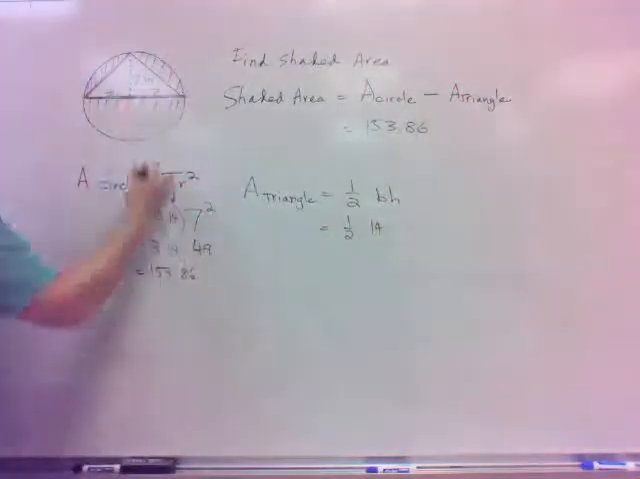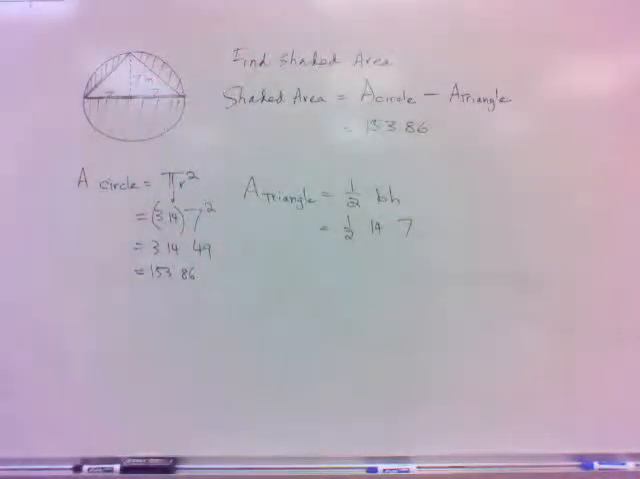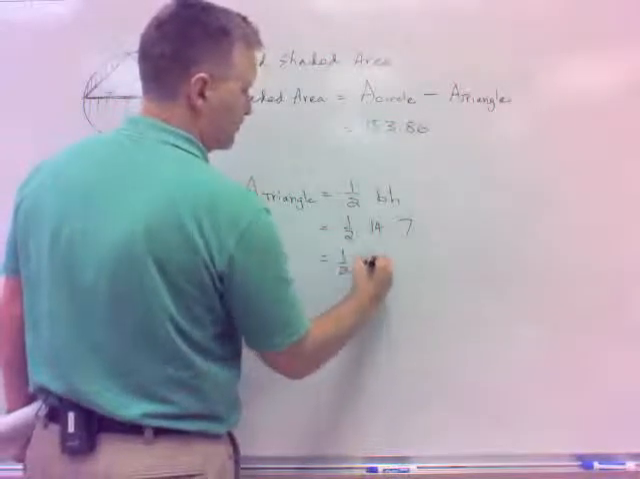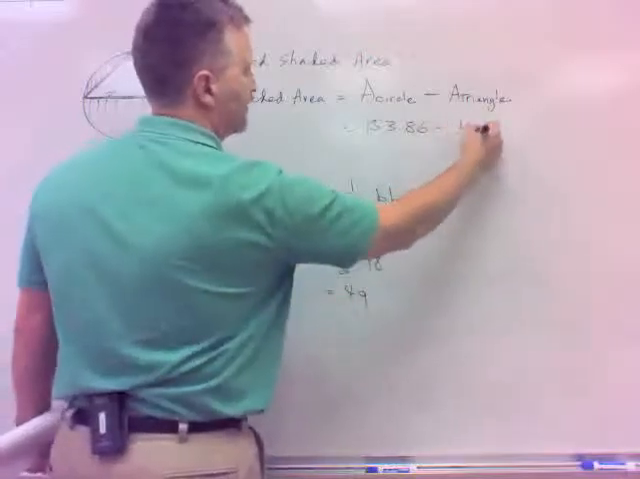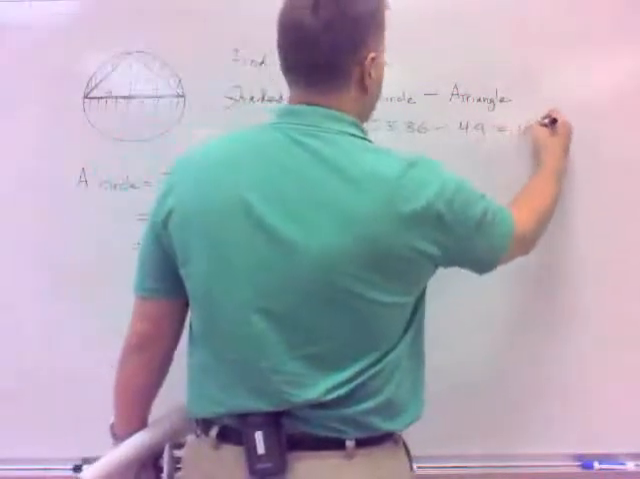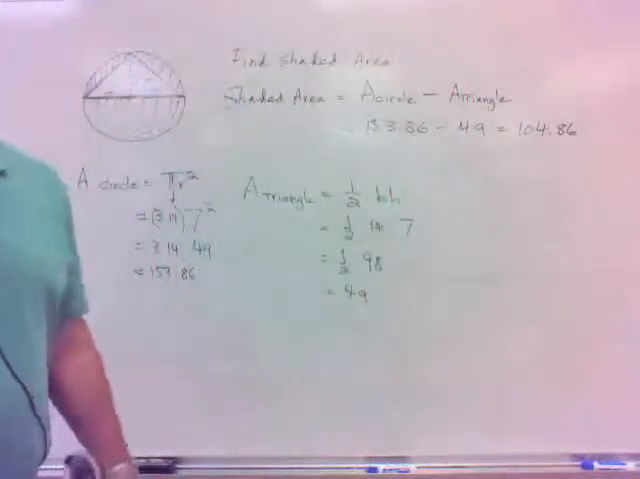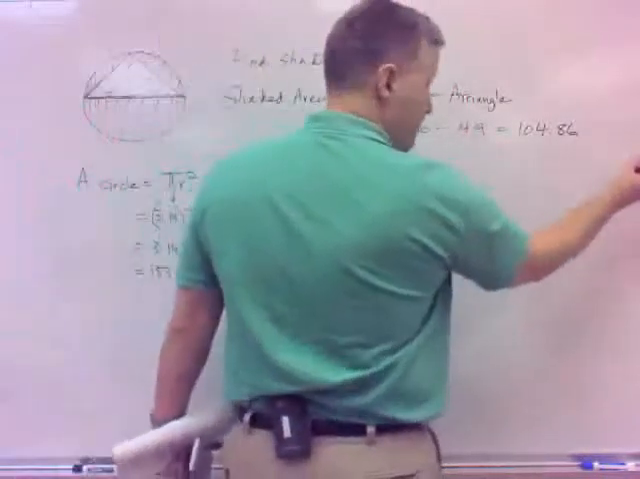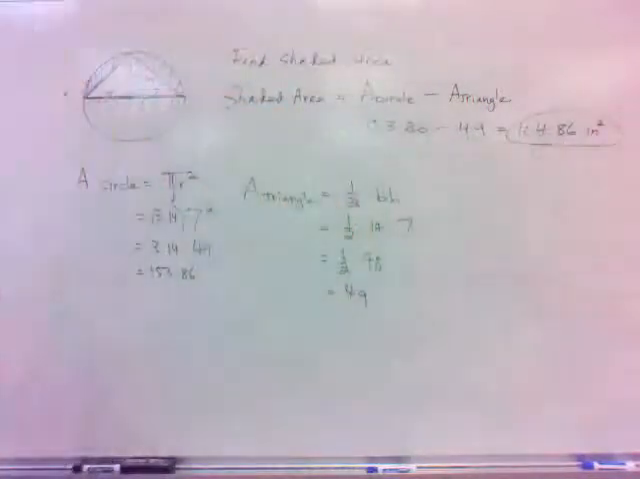What about the height? Well, the height's 7. So if I can do 1/2 times 14 times 7, if you do 14 times 7, that gives you 98. Those two first, then take half of that, that's 49. Okay, that's my area of my triangle. So what's the shaded area? It's the difference of those two. 104.86. What is units? Well, it's area, so area is always square. So it's inches squared. 104.86 inches squared.